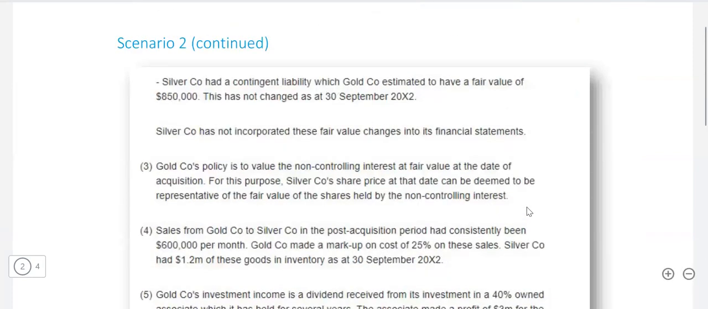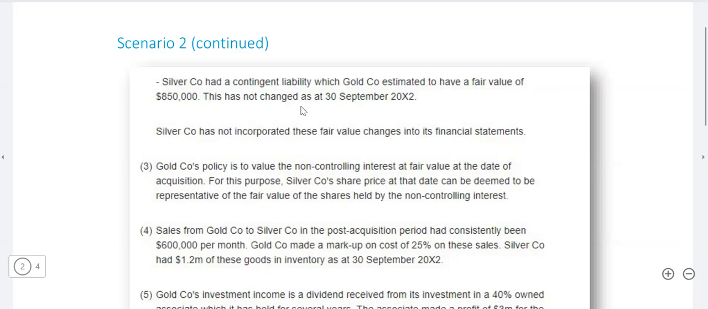Silver Company had a contingent liability which Gold Company estimated to have a fair value of 8,50,000. This had not changed as at 30th September 20x2. Now this is another concept, and I told you when we were doing the consolidation that if there is any liability which is not recorded, it must be recorded now on the consolidation.